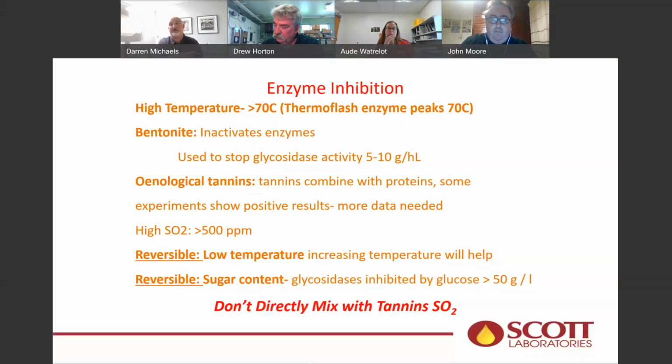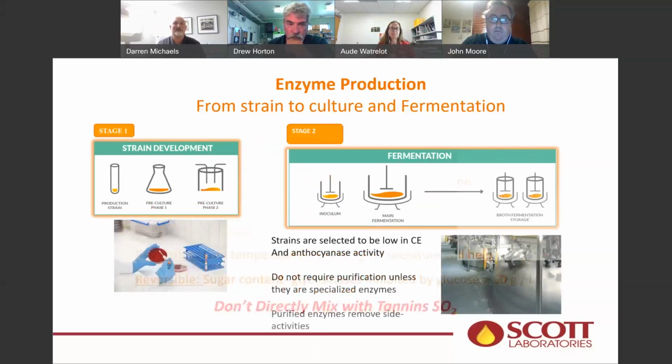DSM makes the largest spectrum because they're the ones that first isolated them. Rapidase makes Revelation Aroma, and that one will be inhibited by glucose, not fructose, but glucose at 5% or more sugar. But if you have an active fermentation and you're fermenting down below 5% glucose, it'll start to kick in and start working. Interestingly, the intracellular glycosidase, the stuff that's in the yeast, are not affected by glucose, which kind of makes sense to me inherently, but it is interesting.